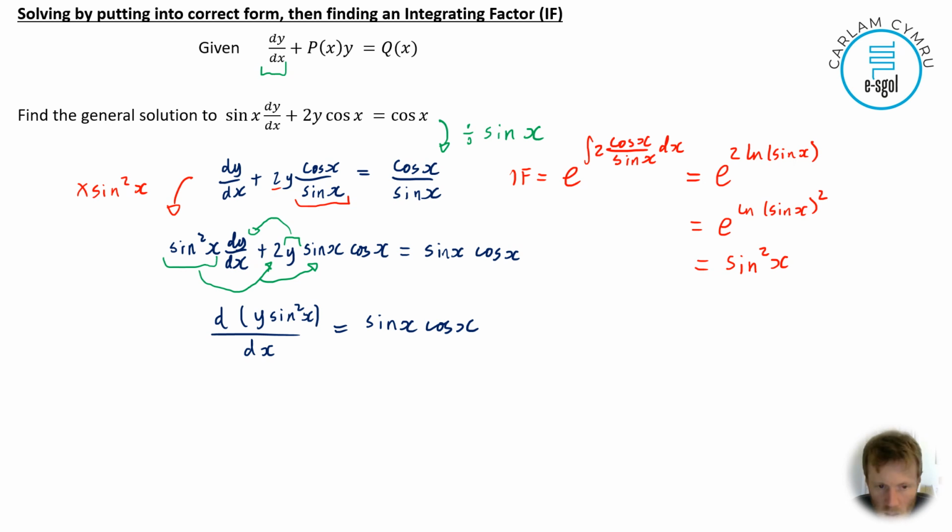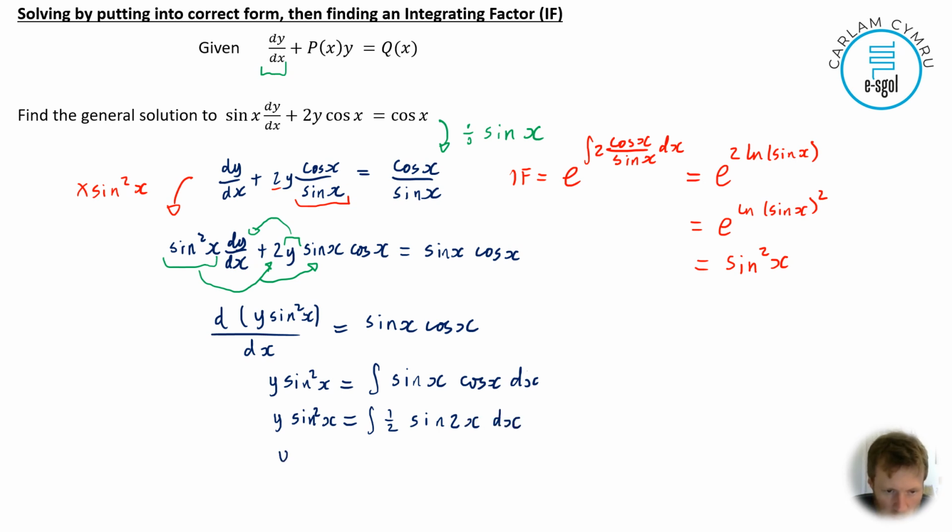If we then integrate both sides, we get y sine squared x equals the integral of sine x cos x with respect to x. This bit on the right hand side is not particularly nice to integrate as it is, so we're going to combine the sine x cos x using our double angle formula, and we get a half sine 2x. That is a little bit nicer to integrate.